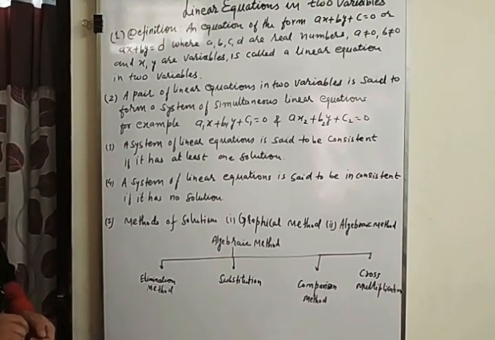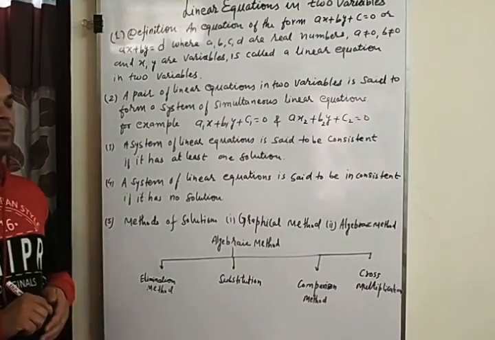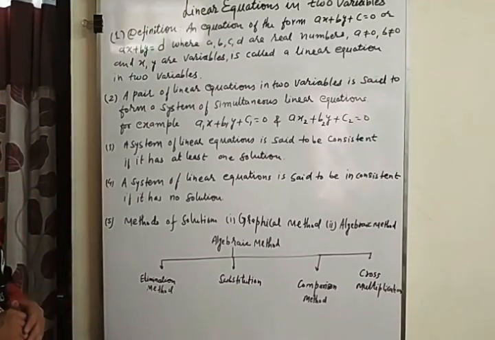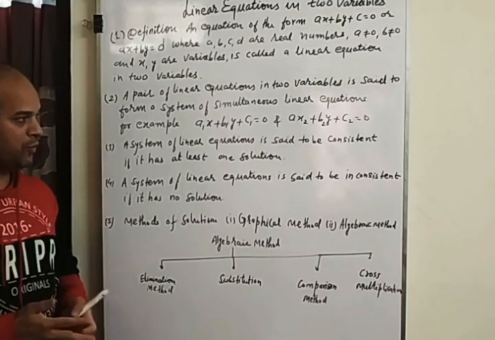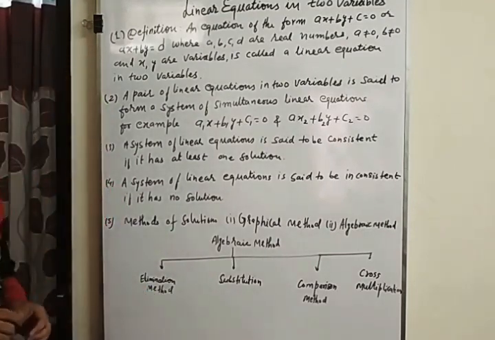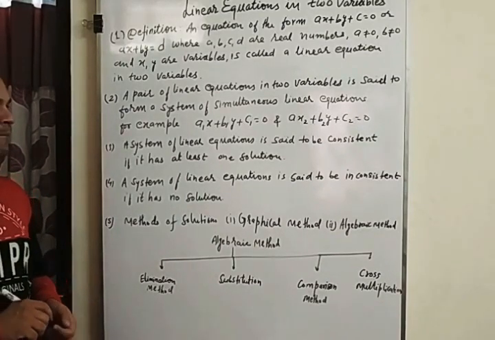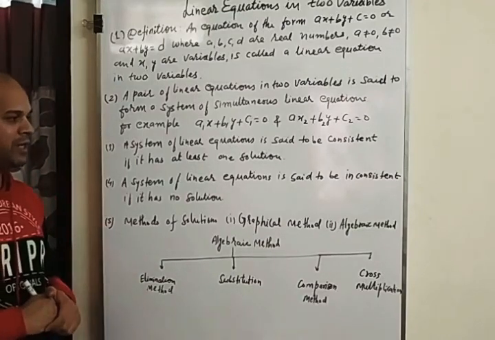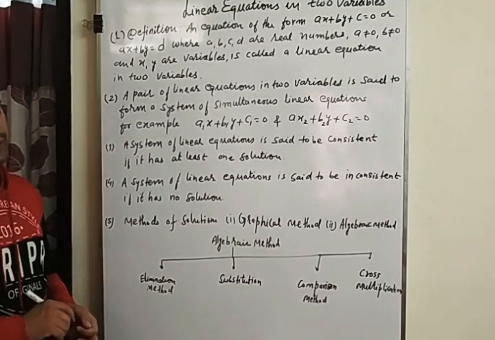A pair of linear equations in two variables is said to form a system of simultaneous linear equations. For example, a1x plus b1y plus c1 equals 0, a2x plus b2y plus c2 equals 0. A system of linear equations is said to be consistent if it has at least one solution. A system of linear equations is said to be inconsistent if it has no solution.